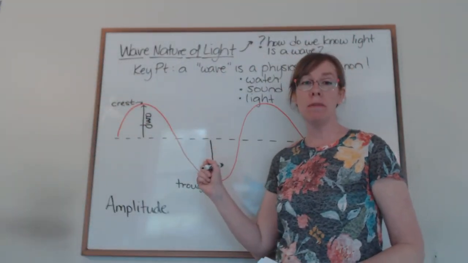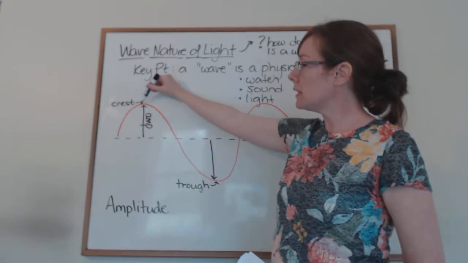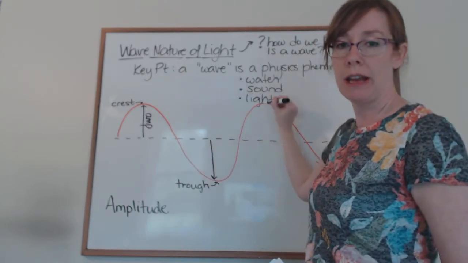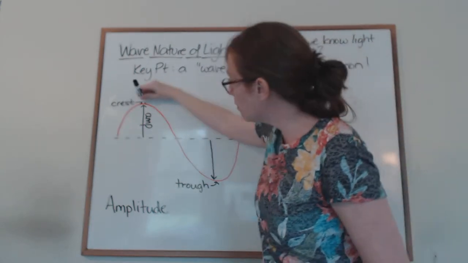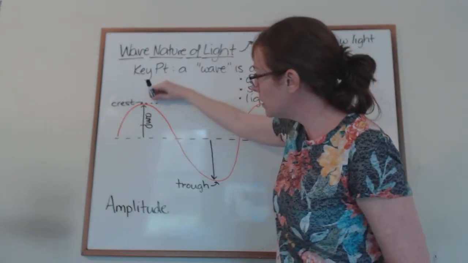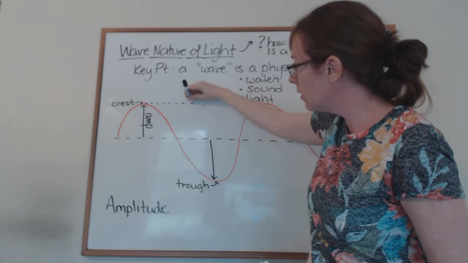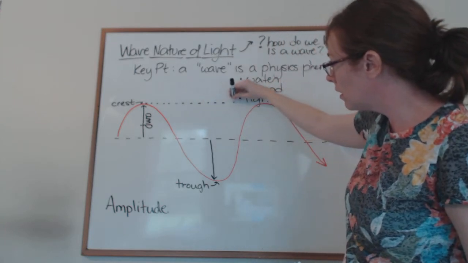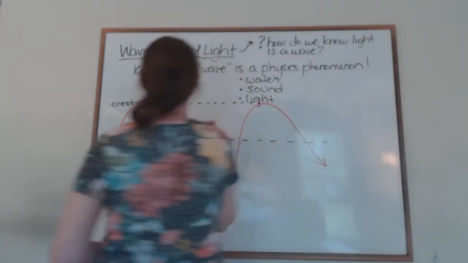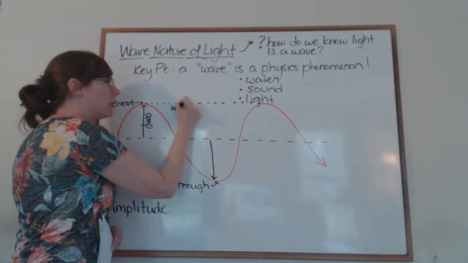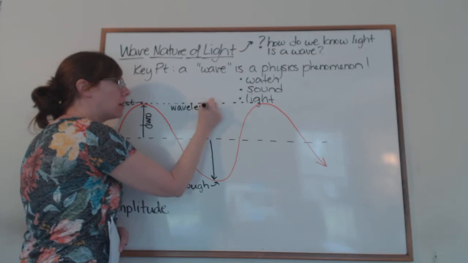Then another thing that you can measure about a wave is the distance from crest to the very next crest. So here's the next crest over here. And this distance here from crest, let me just do a dotted line here, to the next crest is called the wavelength. The wavelength.